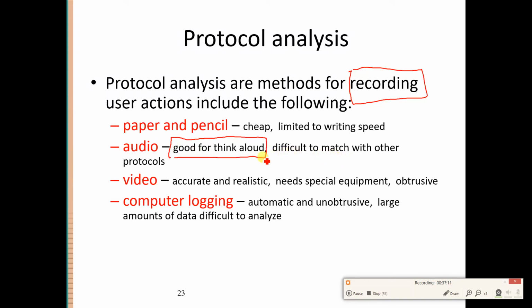It is difficult to match with the other protocol, in the sense that this is a kind of different thing in this protocol.